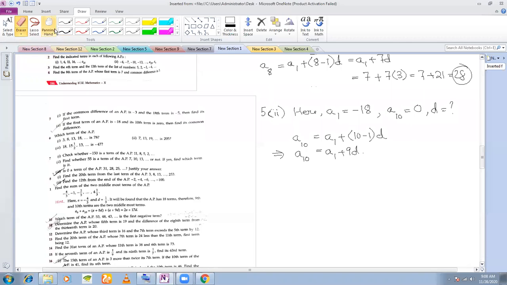Now you can put the values here. A10, the 10th term, is given to you as 0. The first term is given to you as minus 18. You need to find out D. Solve this equation, find out D. So 9D is equal to 18. That means D is equal to 18 by 9, which is 2.